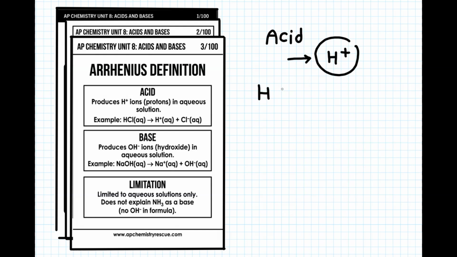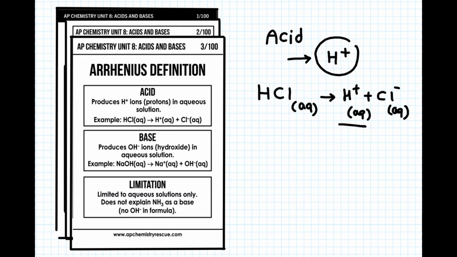Example: HCl in aqueous solution, hydrochloric acid. It gives us H+ and Cl-, both of them aqueous. What's happening? Hydrochloric acid breaks apart in water. Once it gets into water, it breaks apart. That's acid behavior. It spits out the H+. Arrhenius is talking about this behavior. The chloride ion is just a spectator. It's not doing anything special. The H+ is our star.